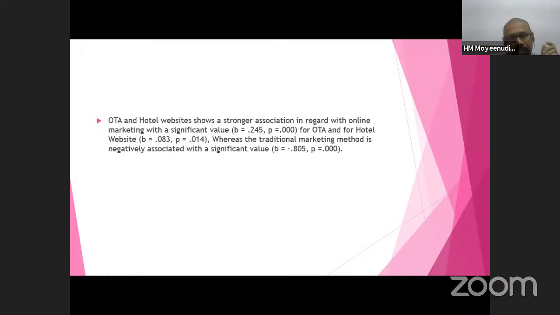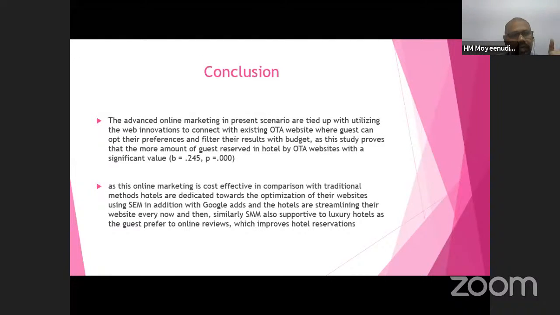P is equal to 0.000. So here we conclude that advanced online marketing in the present scenario is tied up with utilizing innovations to connect with the existing OTA websites, where guests can opt for their preferences and filter their results by budget. The study proves that more guests reserved hotels through OTA websites, with a significant value B equal to 0.245 and P equal to 0.00.